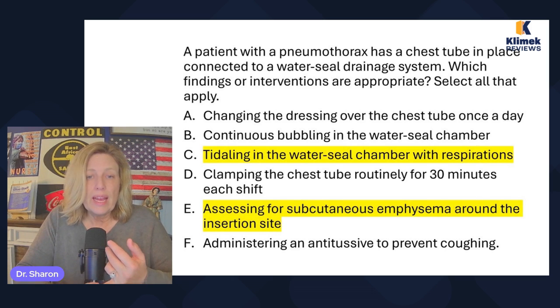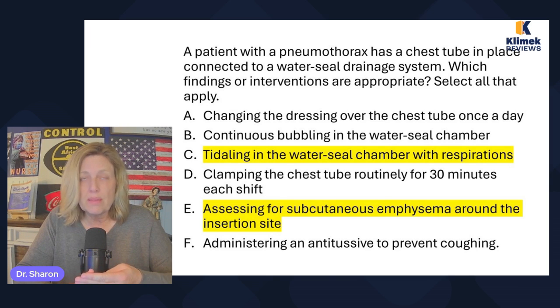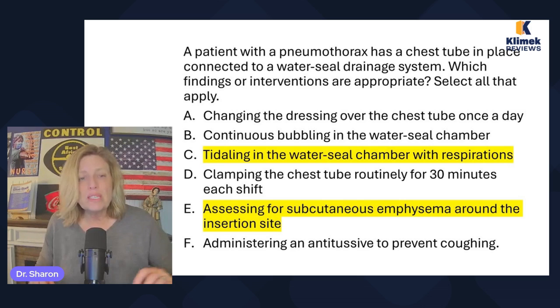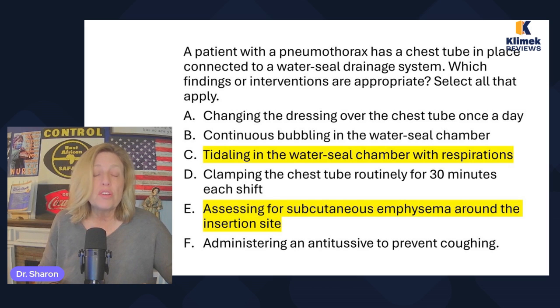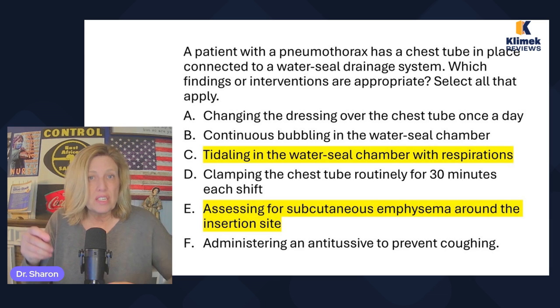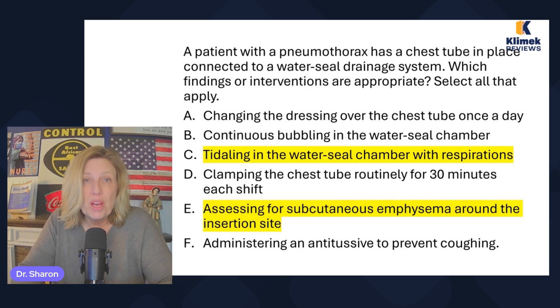So A is incorrect. B is incorrect. We want intermittent bubbling. We're okay with tidaling in the water seal. We don't clamp the chest tube for longer than 15 seconds without a doctor's order. And we want to encourage coughing and deep breathing. And you might say, well, isn't that chest tube going to pop out if you do that? No, the chest tube is actually sewn in. There's a couple little stitches there to keep it in place. So it should not be popping out with coughing.